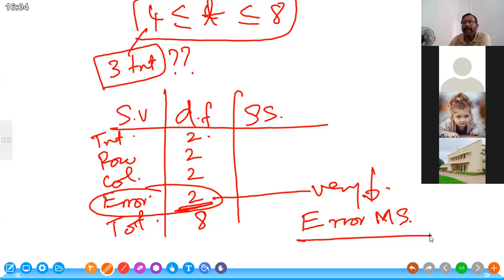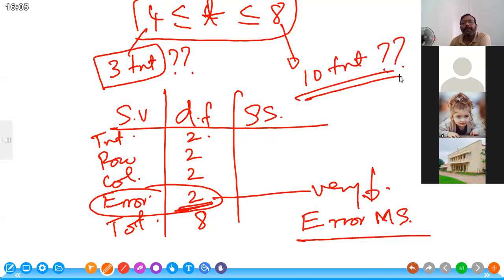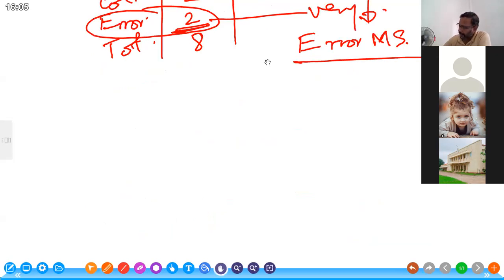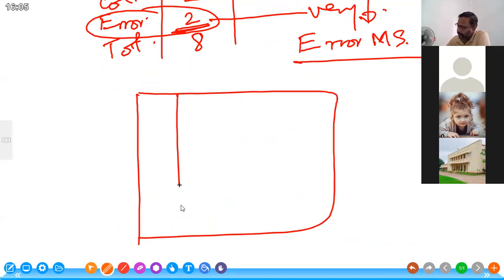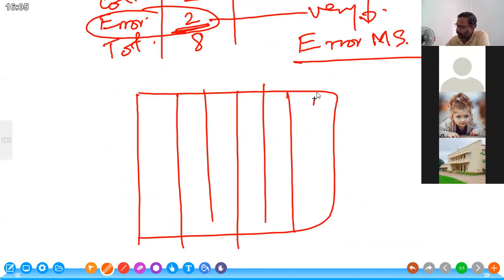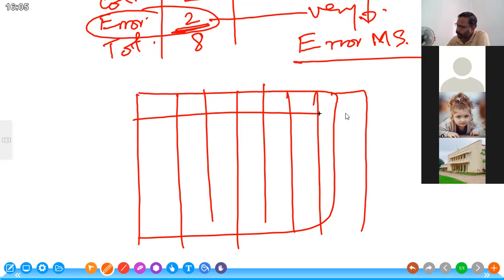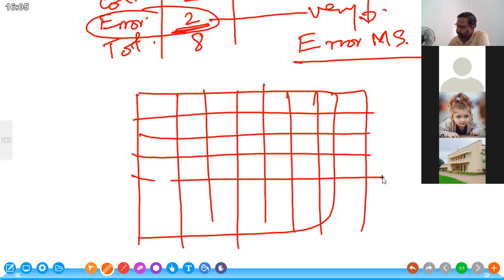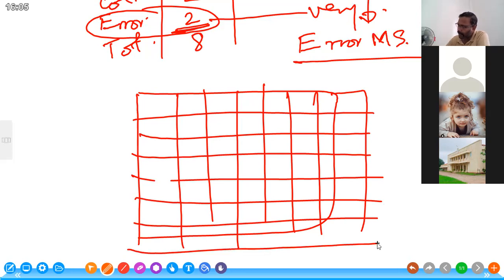So here also, the same problem. Right. What is the other problem? I said that if the treatment is 10, what is the problem? Let's say you draw it nicely. I don't have much time to explain. You see, if the treatment is 10, how many squares do you have?